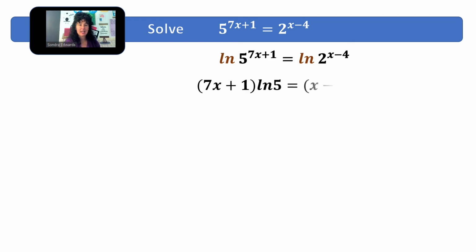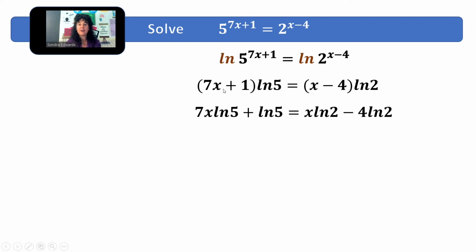So moving that 7x plus 1 to the front and the x minus 4 to the front. Okay, next, now that I've got the variable exponent out of the exponent spot, I'm ready to just do the algebra. So ln of 5 is a number outside of parentheses. ln 2 is a number outside of parentheses. So hopefully your compulsion is to distribute that through. So I'm going to distribute ln of 5 and ln of 2. Okay, so ln 5 times 7x is 7 times x times ln 5. ln 5 times 1 is ln 5.